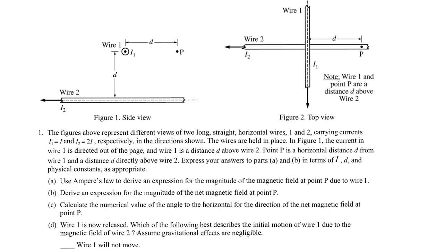Use Ampere's law to derive an expression for the magnitude of the magnetic field at point P due to wire 1. All right, so direct application of Ampere's law. I need an Amperian loop that I can use to determine the magnetic field from wire 1. So I'm thinking just a circle that has a radius of d.